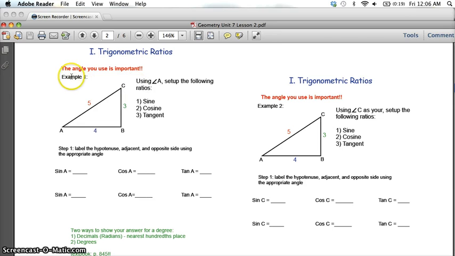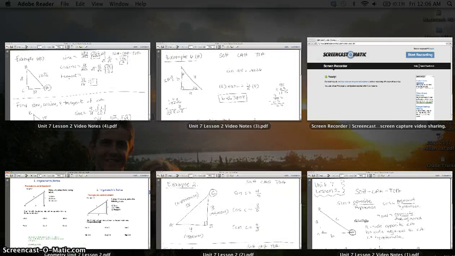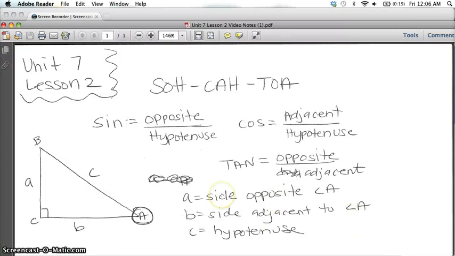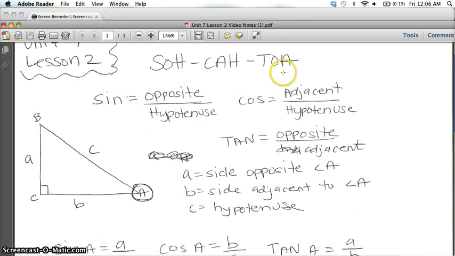Example 1 says, use angle A, so we're going to start right here at angle A, and set up the following ratios. So we want to see what is the sine, the cosine, and the tangent. So let's go to our work. The best thing you need to do is memorize this saying, SOHCAHTOA. Sine is opposite over hypotenuse, which is SOH. Cosine is adjacent over hypotenuse, CAH. And then TOA, or tangent, is opposite over adjacent.